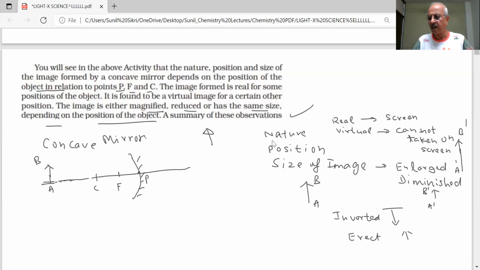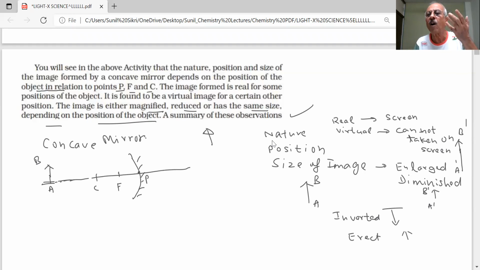Already it is clear now that it is not like a plain mirror. Is it clear? Yes or no? That the nature of the image, size of the image and position of the image will depend on what factor, student? What does it depend on when I have a concave mirror? It depends on the distance of the object from the concave mirror.